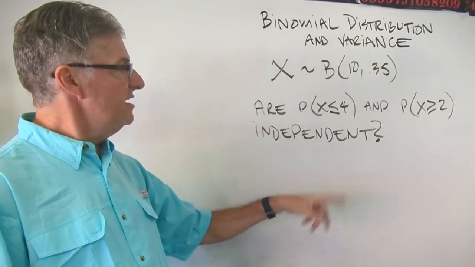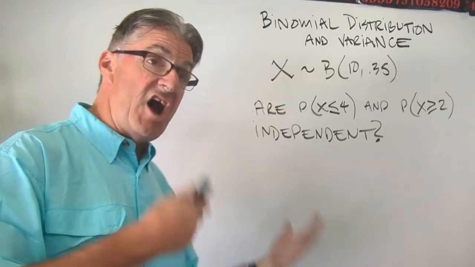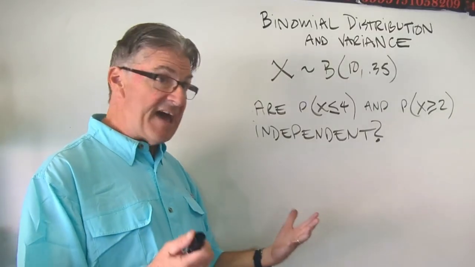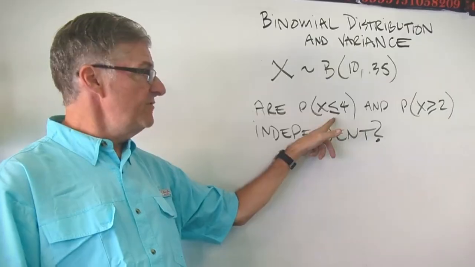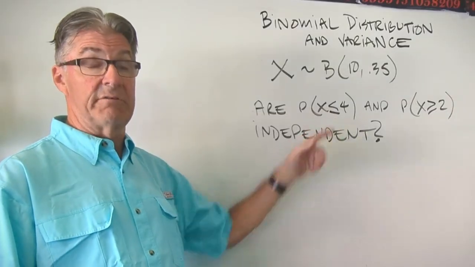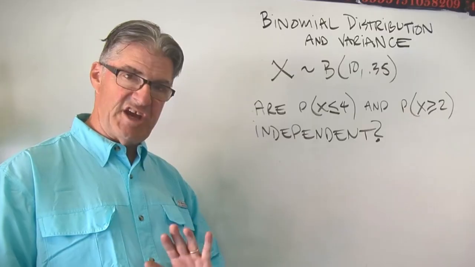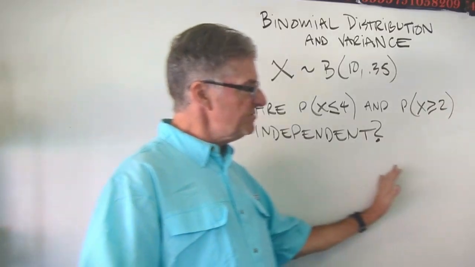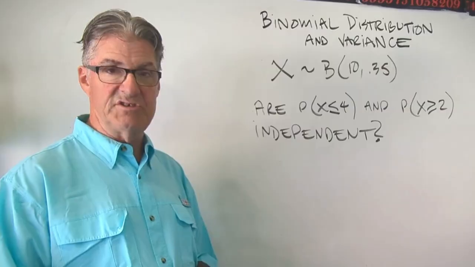Because what it means is that the probability of either one of these cannot depend on the other one. In other words, it doesn't matter whether you're greater than or equal to 2 in terms of the probability of getting less than or equal to 4. Okay, so check this out. Actually, nothing to check out yet. You need to write an expression that will allow you to answer that question.